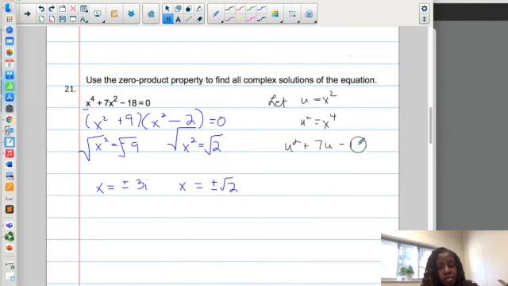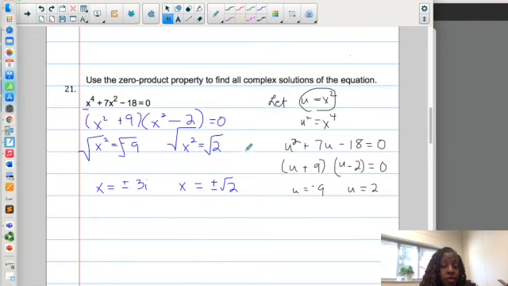And for some reason, this causes a world of comfort, and folks can factor this a lot easier than when it's a 4. If you find yourself in that world, then just write down u plus 9 times u minus 2 equals 0, and set each one of these equal to 0 and get that u equals negative 9 and u equals 2. But then remember that we're not looking for u. We're looking for x. And remember that u represents x squared that you let it equal.